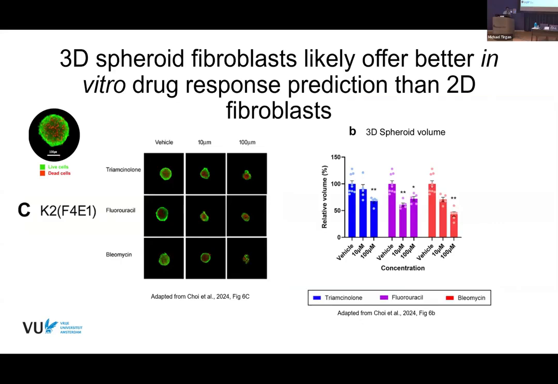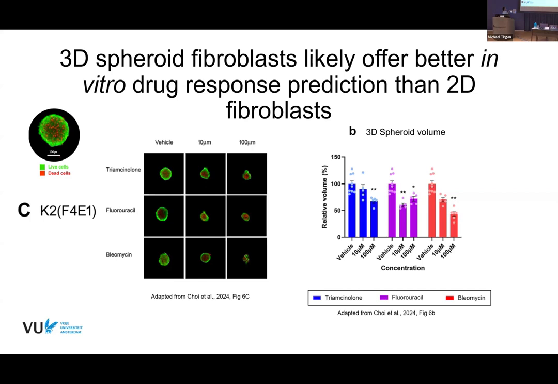The 3D spheroid fibroblasts likely offer better in vitro drug response predictions than 2D fibroblasts. This is based on multiple papers, but for the sake of convenience, I added some graphs from a paper from Choi et al. in 2024. What you're seeing in the little well area is actually spheroids, which are labeled, and these are viability labels, as you can see in the legend up there. The green fluorescent label means that they're alive, and if they're red, that means they're dead.